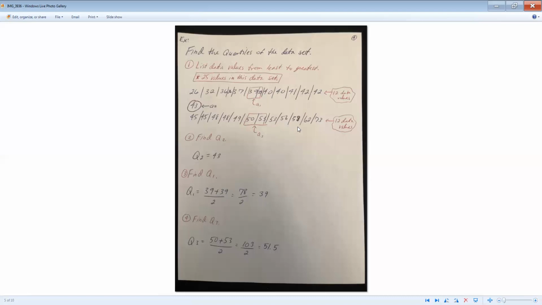Then we have 12 values in the second half of data, and we'll do the same thing. 50 and 53 will be our two middle values. Add them together, divide by 2, that's 51.5. So Q1 is 39, Q2 is 43, and Q3 is 51.5.